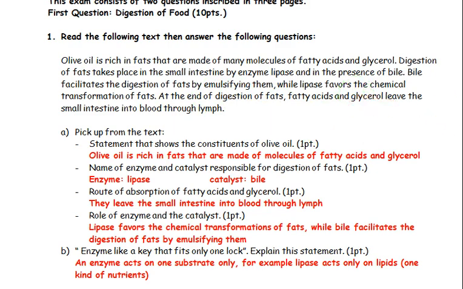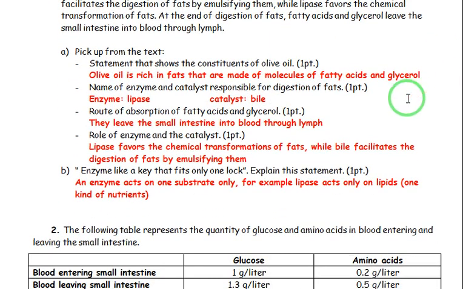Part B. We have to explain the following statement. Enzyme is like a key that fits only one lock. What does this mean? Of course, an enzyme, as we know, is a substance that can act only on one substrate or one kind of nutrient.